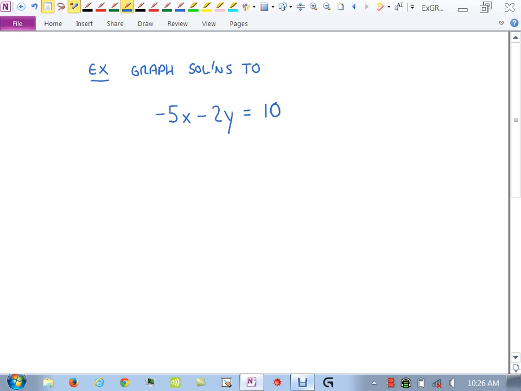This is going to be our first standard cookie cutter way of trying to graph the solutions to a linear equation like this. What we're going to do is find what's called the x-intercept. Now, what is the x-intercept? It's where the line hits the x-axis.